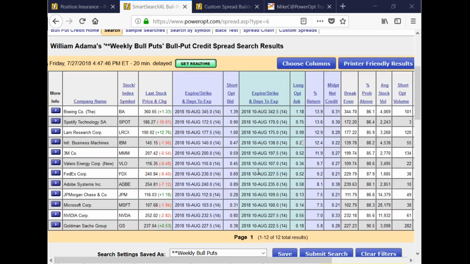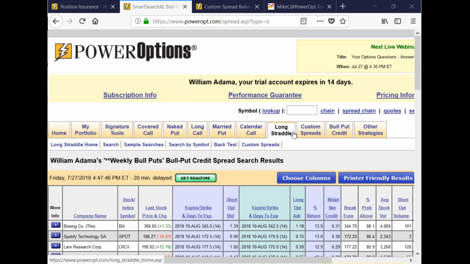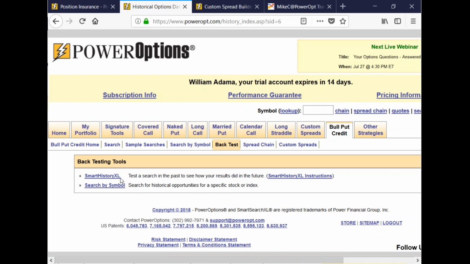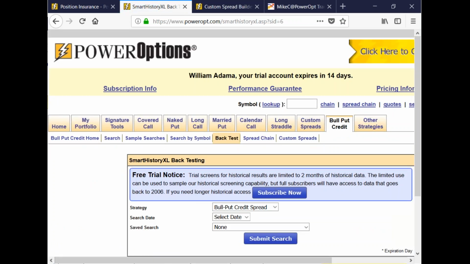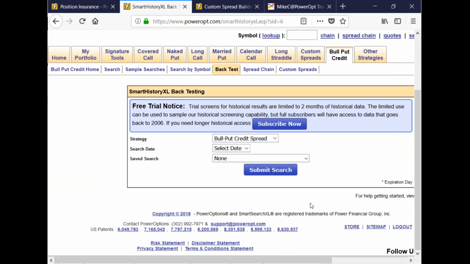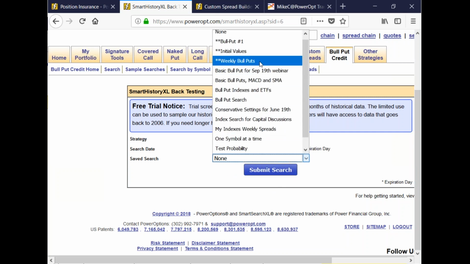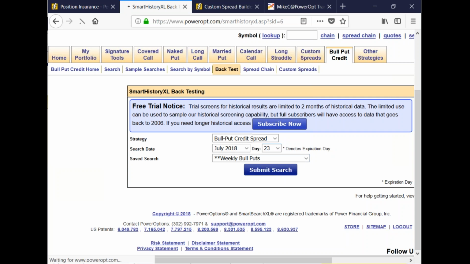But let's go back. Let's just take this, and I'm going to go into the back testing tool. And I'm going to go to the Smart History Excel. This might run a little bit slowly because right now, between 4:50 and 5:15 Eastern Time, what we're doing in the background is actually updating today's data. So into the historical tables, we're updating the data. So let's go to July. We're going to run a search for the weekly bull puts on Monday the 23rd, as it would have matched exactly from the criteria at the close.